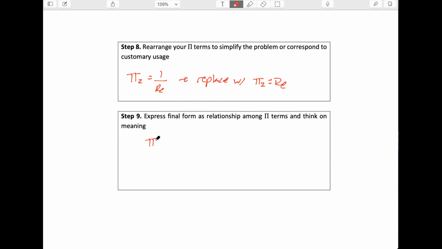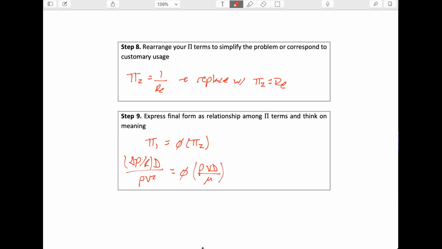And so now all we have to do is express the final form as a relationship among the pi terms. So for example, we said we want something that looks like this. Pi 1 is some unknown function phi of pi 2. Pi 1, remember, was delta p over L times d over rho v squared, and that has to equal some unknown function phi of the Reynolds number, rho v d over mu.